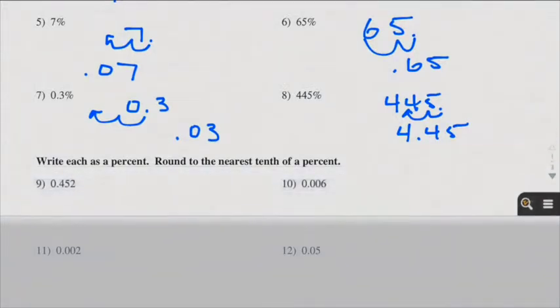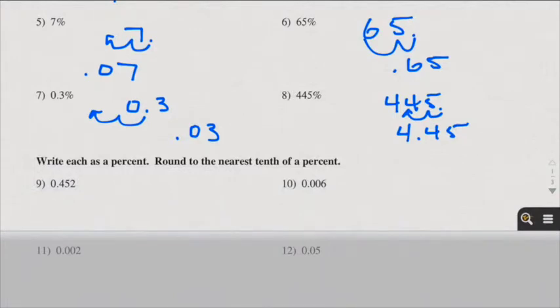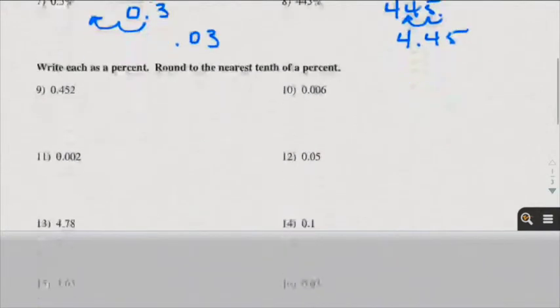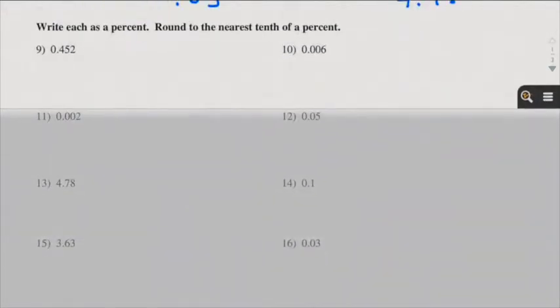Okay, number 9. What we're going to be doing in this section is writing each as a percent, rounded to the nearest tenth of a percent. So we're converting these decimals into percents now. Instead of going from percents to decimals like in the previous section, now we're going decimals to percents. So let's start with number 9. Same thing, but in reverse. When we converted from a percent to a decimal, we moved the decimal place to the left 2 times. Now we want to convert from decimal to percent, so we're going to move the decimal to the right 2 times.